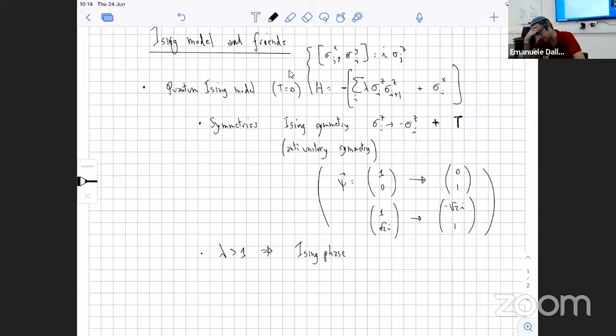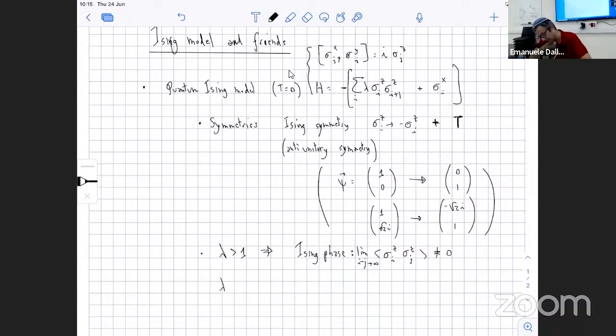So what does it mean? Essentially, it means that the expectation value of sigma z_i sigma z_j, when you take the limit of i minus j equal to infinity, so you take two spins that are far apart, you will see that this correlation is finite, is larger than 0. Okay, that's the definition of symmetry breaking. What does symmetry breaking mean? It means that there is a long range order in the correlations. So this is different from 0. Okay, that's the Ising phase, so it's a symmetry broken phase.